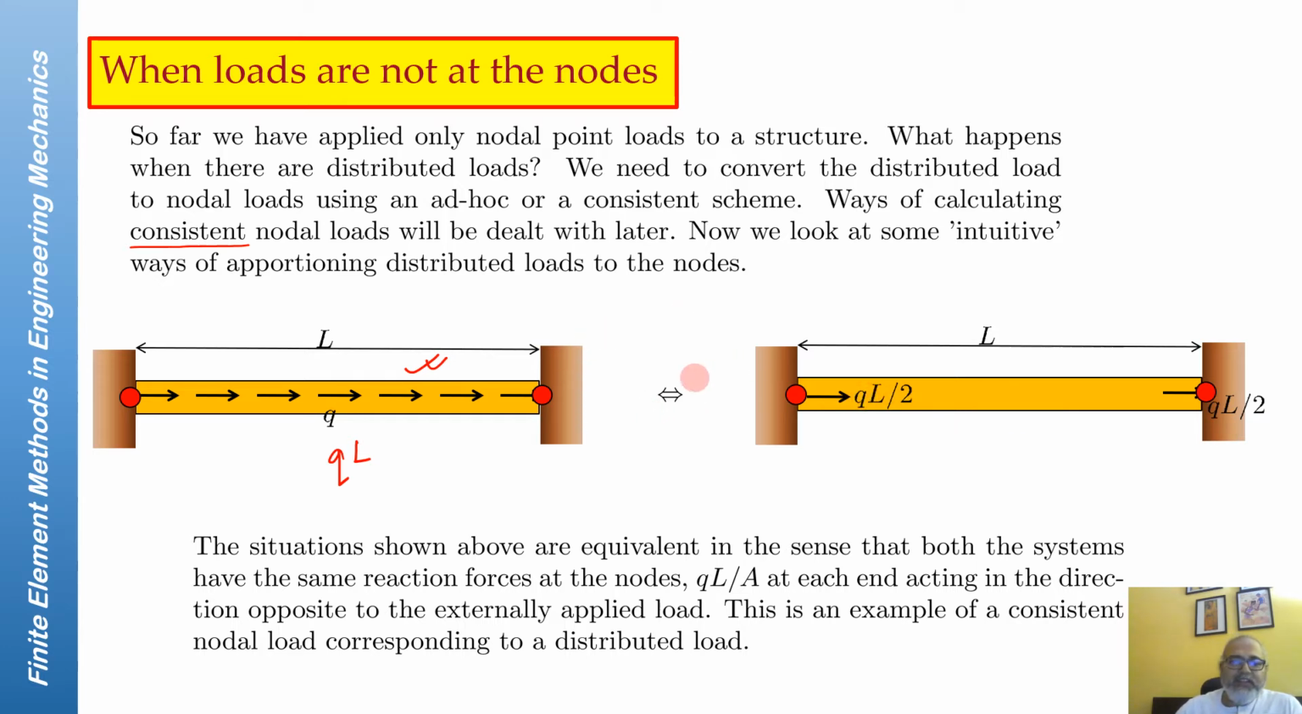Why is this consistent? This is consistent in the sense that if you do this apportioning, then the reaction force due to the supports at the two ends are QL by 2, which is the same as what you will get here. So at least the reaction forces at the two nodes you will get to be the same in both the problems, though this load distribution is obviously not the same as this load distribution, but this is how a consistent scheme will work.